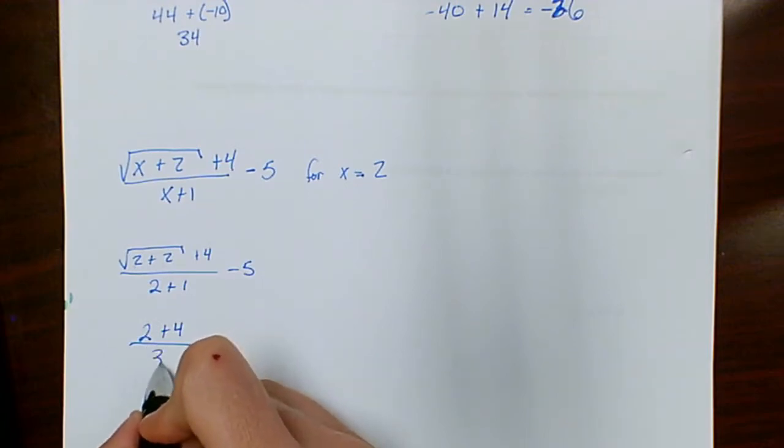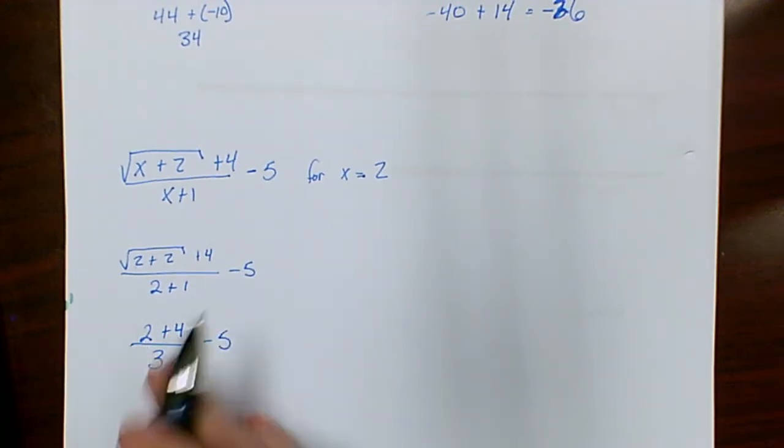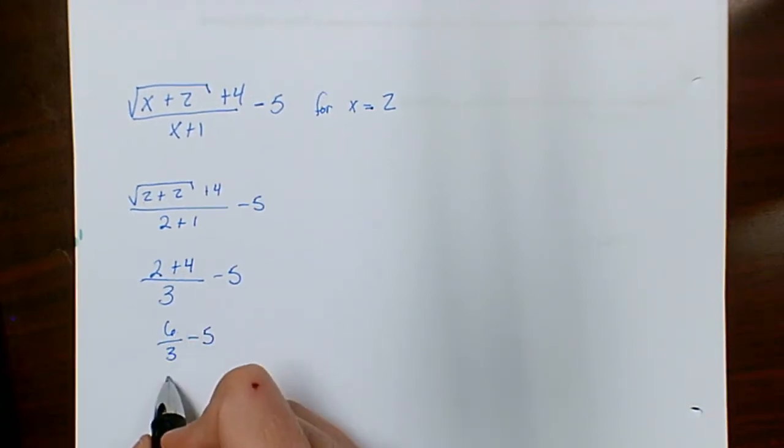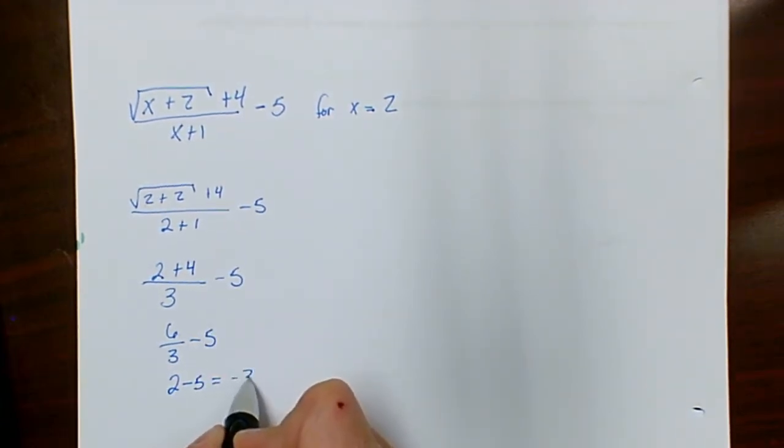2 plus 1 is 3. 4 plus 2 is 6. 6 divided by 3 is 2. We subtract 5 and we get negative 3.